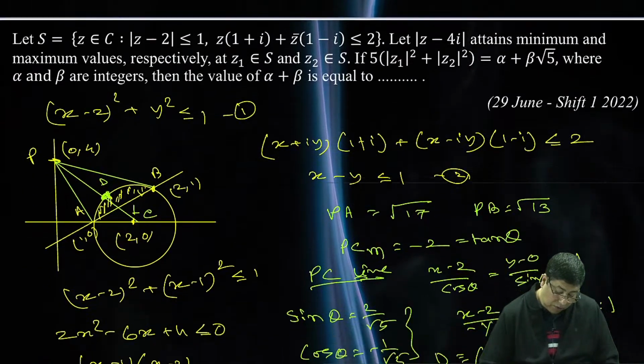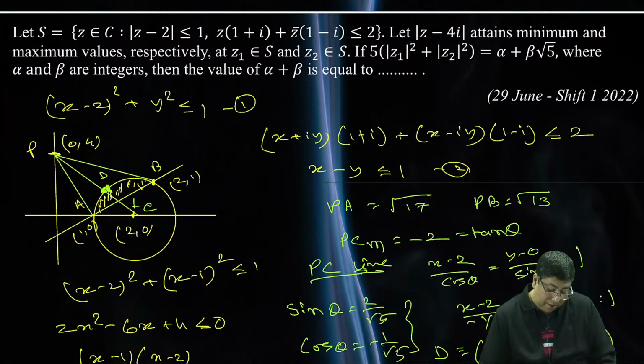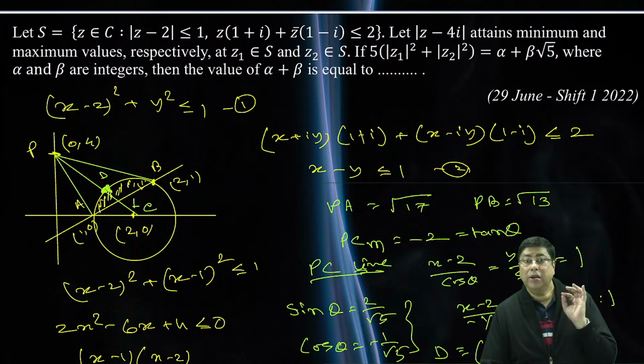According to the question, let the minimum be at Z1. So Z1 is the point D, and Z2 is the point A.